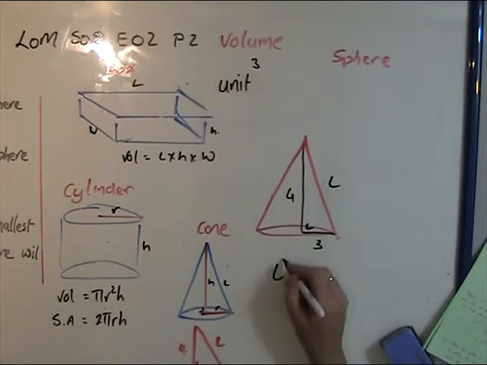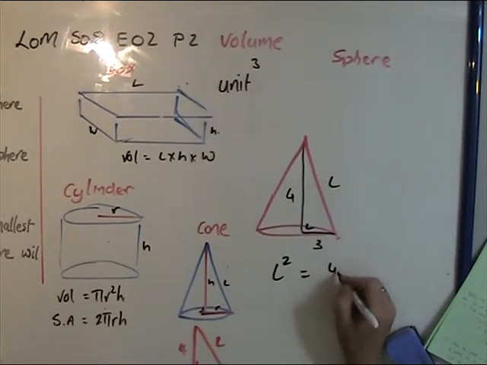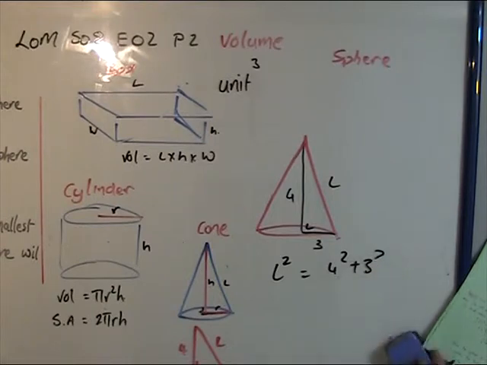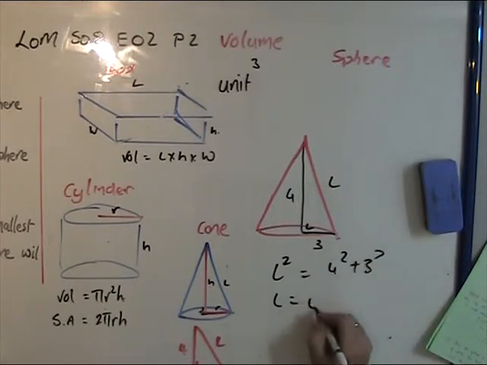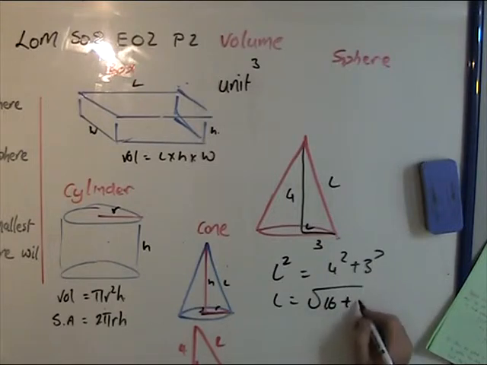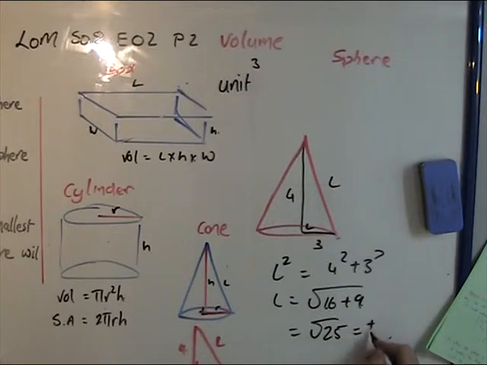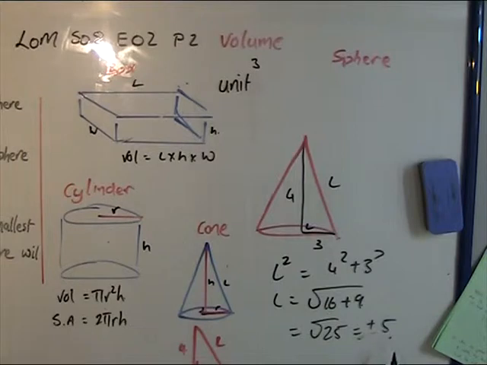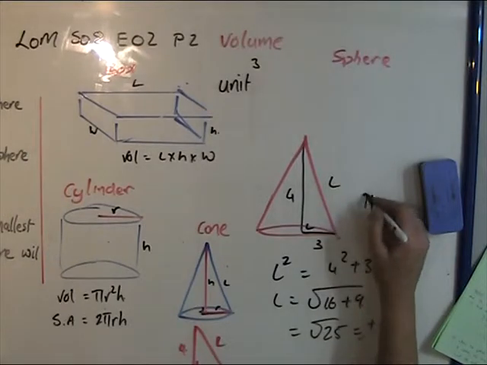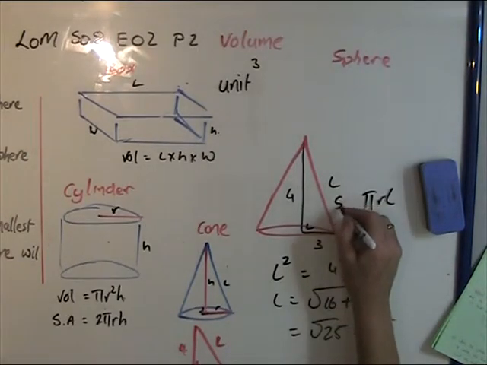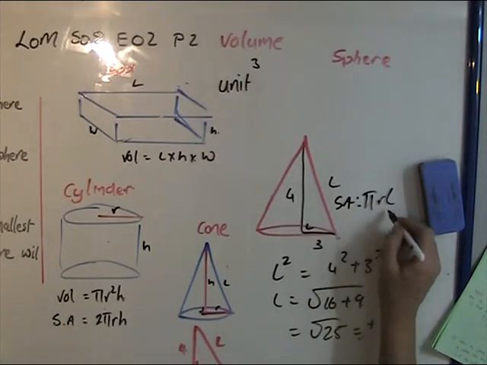So we use Pythagoras' theorem. L squared is equal to 4 squared plus 3 squared. L is equal to the square root of 4 squared, which is 16, plus 3 squared, which is 9. L is equal to the square root of 25, which is plus or minus 5. We don't take the negative, you can't have negative lengths. So the length is 5. Now to find the curved surface area, which is pi r L, we now have L.